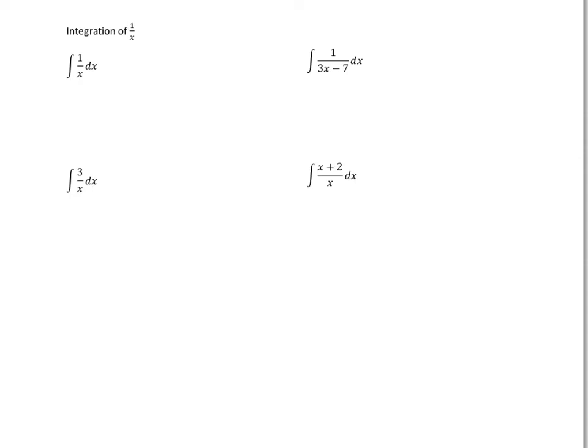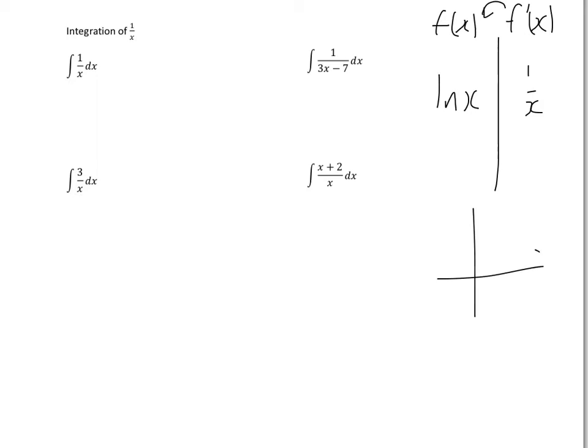To integrate 1 over x, we just need to look up 1 over x in our table of derivatives, and you can see that natural log of x, if I differentiate it, will give me 1 over x. So there's f of x and there's f dash of x. The problem is, to go the other way, 1 over x is defined, here's our graph of 1 over x, for positive and negative values of x, whereas natural log of x is only defined for positive values of x.